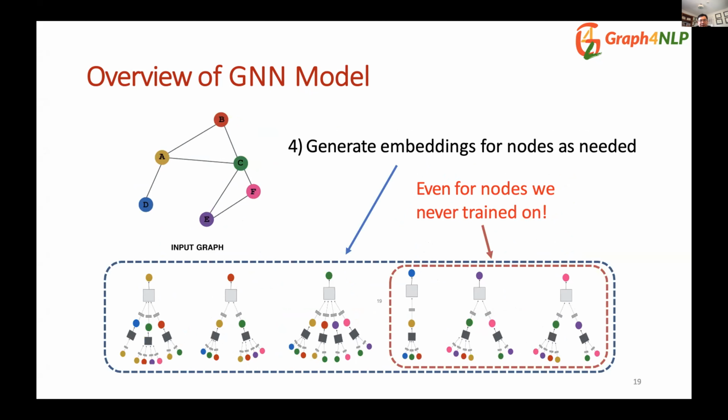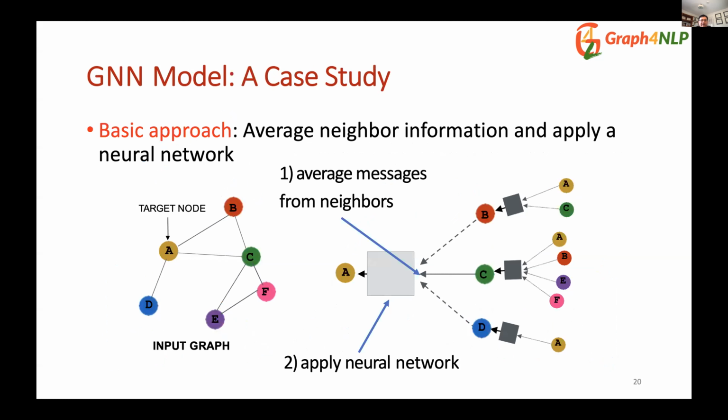The good thing about this is that since you are defining an aggregation function and learning parameters for it, you are also able to generate a node embedding for a node that you never saw in the training phase. If a new node comes in during the testing phase, you can use the aggregation parameters to generate the embedding for it. So now let's take a case study to talk about this.